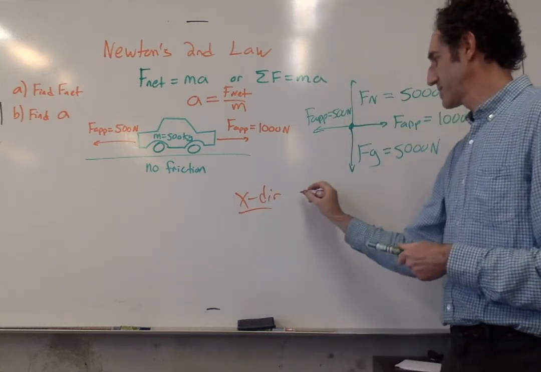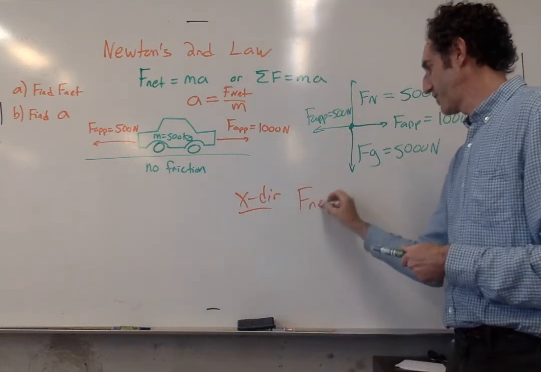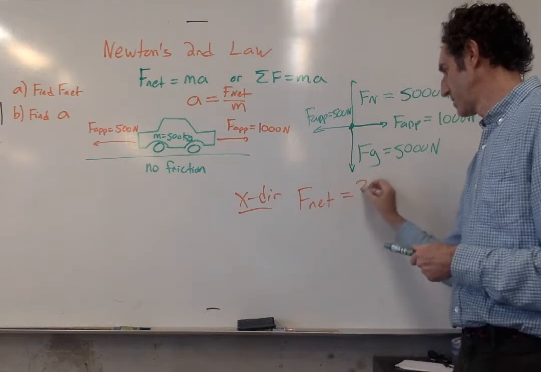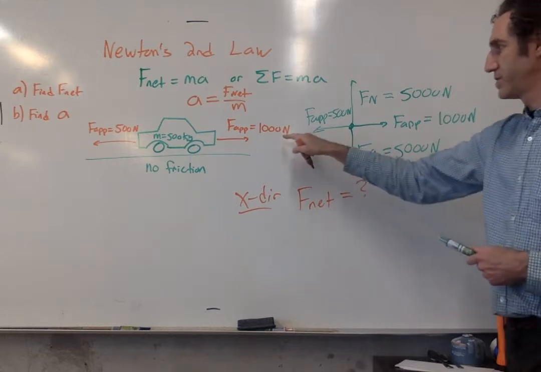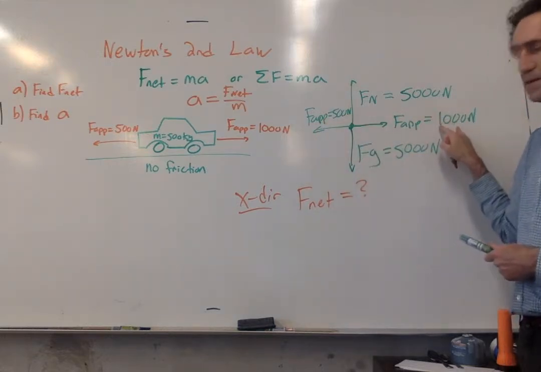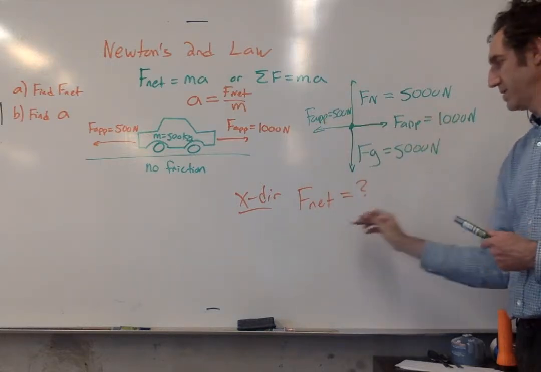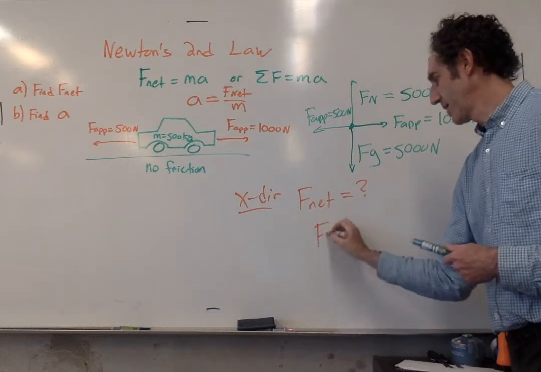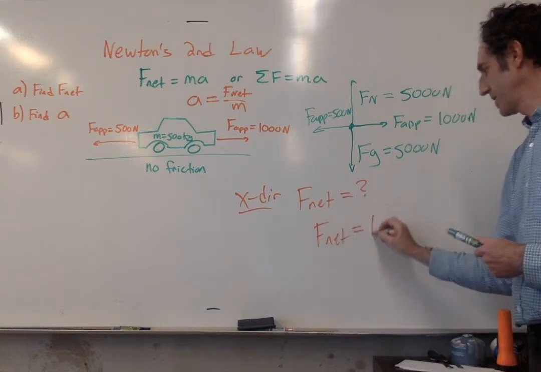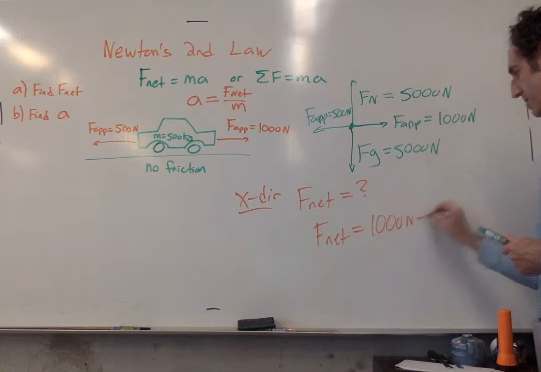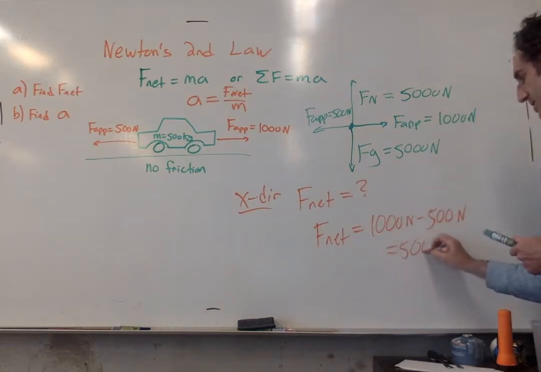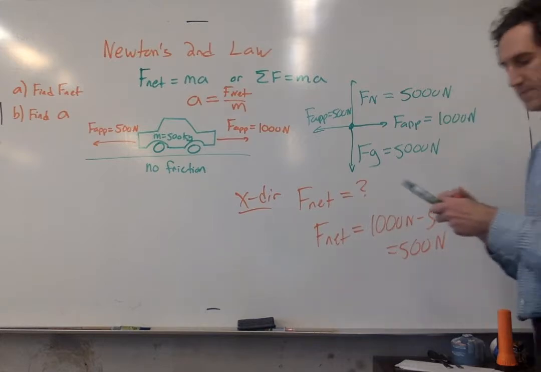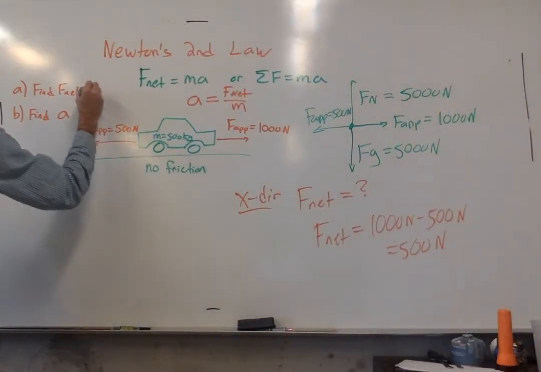What I want to find here is what's the net force in the x direction. Well, I have two forces, 500 and 1,000. Let's say going to the right is the positive. So I can write that my net force is going to be 1,000 newtons minus 500 newtons. No surprise, the net force is 500 newtons. So that's pretty easy to do.